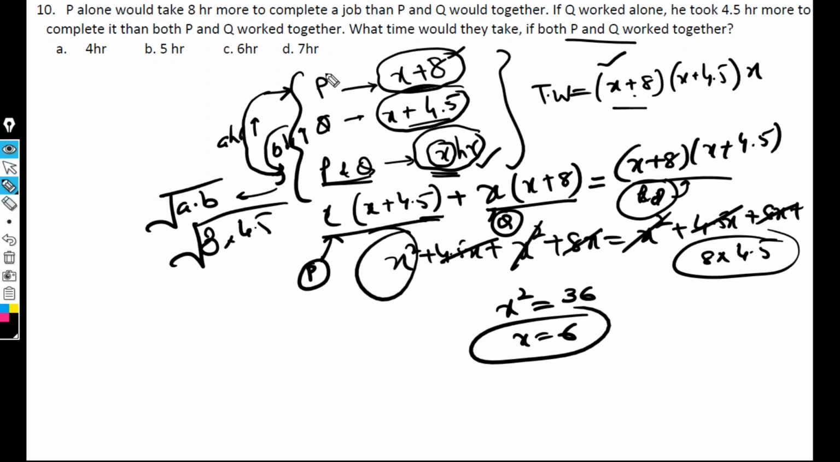Ankita, I am saying if one person takes A hours more to complete the work as compared to working together, and likewise the other person takes B hours more to complete the work as compared to working together, then the time taken by P and Q, or whatever two persons are given to you, to complete the work together is going to be square root of A into B.